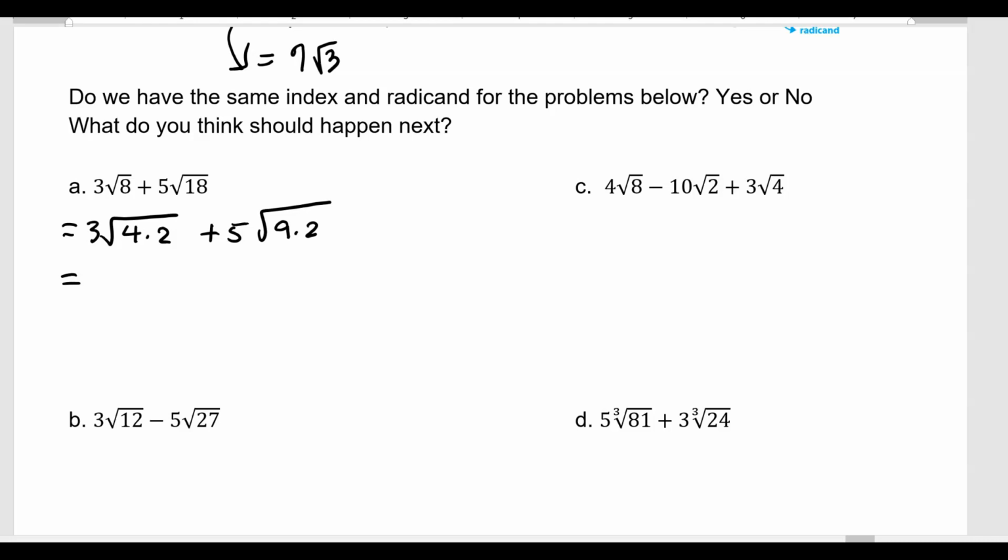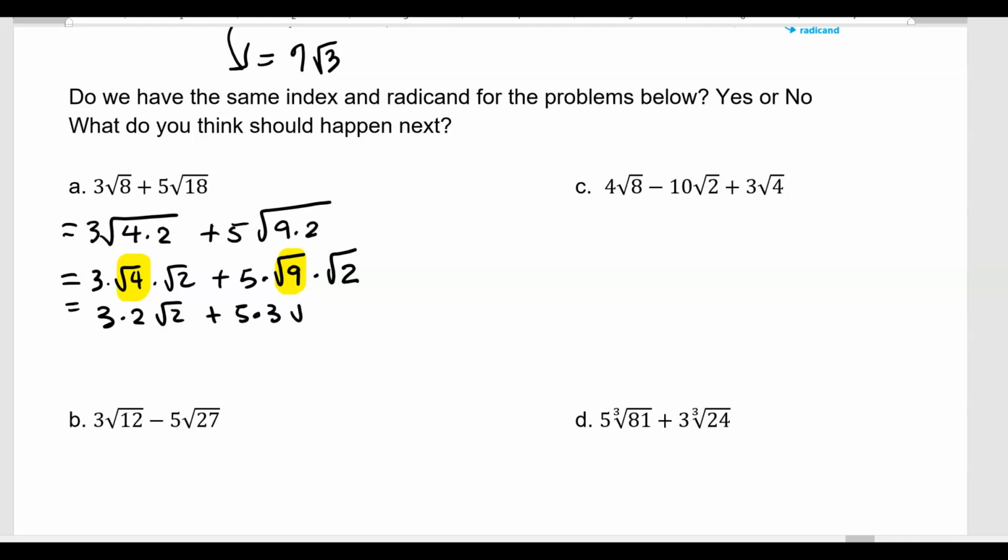So again, I'm not going to write it all out, split it out. Well, let me write the first one out. So this is 3 times the square root of 4 times the square root of 2. It's a lot of writing when you write it all out, but if this helps you, please write this out and split the radicals up every time. Notice that the square root of 4, we can simplify, and the square root of 9, we can simplify. So really what we have is 3 times 2 radical 2 plus 5 times 3 radical 2. So that's 6 radical 2 plus 15 radical 2.